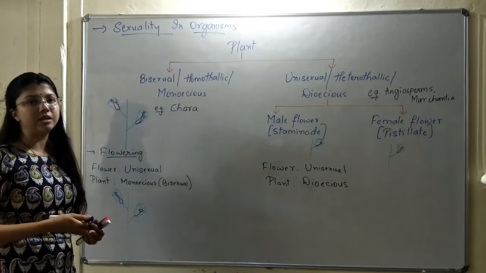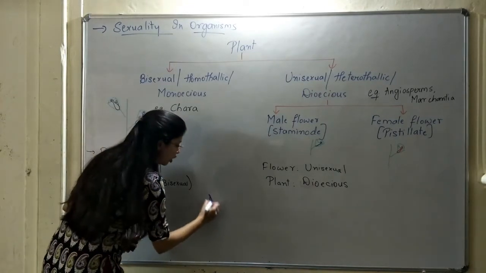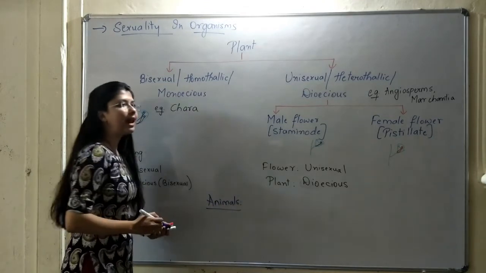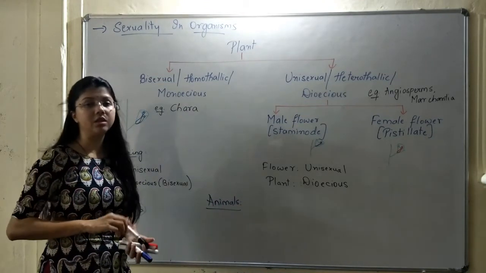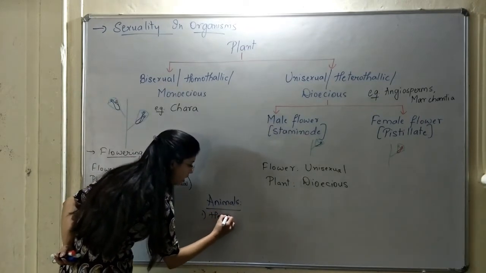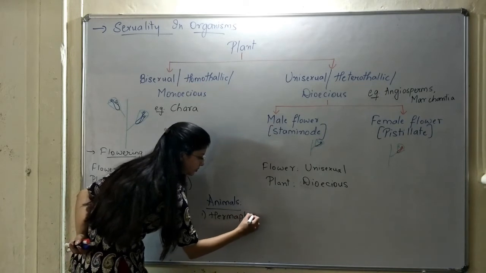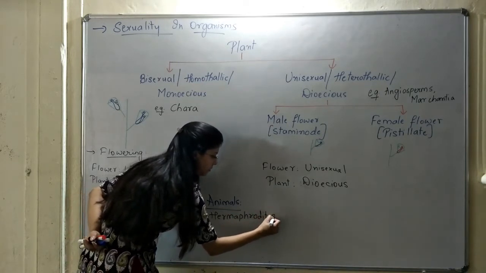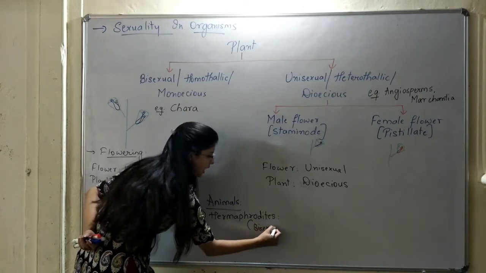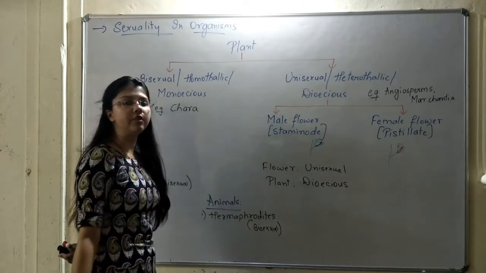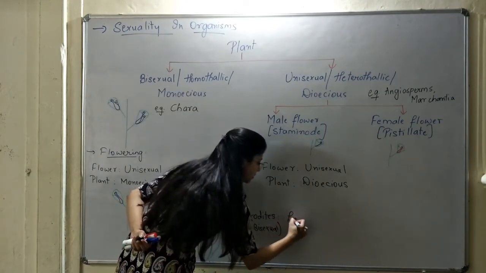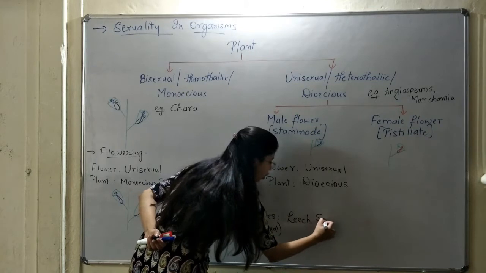But what about sexuality in animals? We will also find that there are many animals which have both male and female reproductive systems within the same body. So those organisms are called hermaphrodites. That means, in simple terms, they are bisexual. They have both male and female reproductive systems. Examples of organisms which come under these will be leech, sponge.